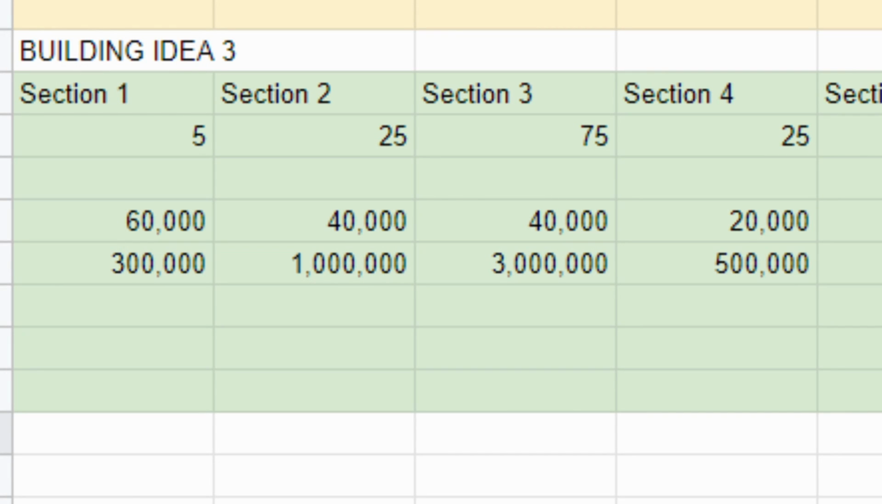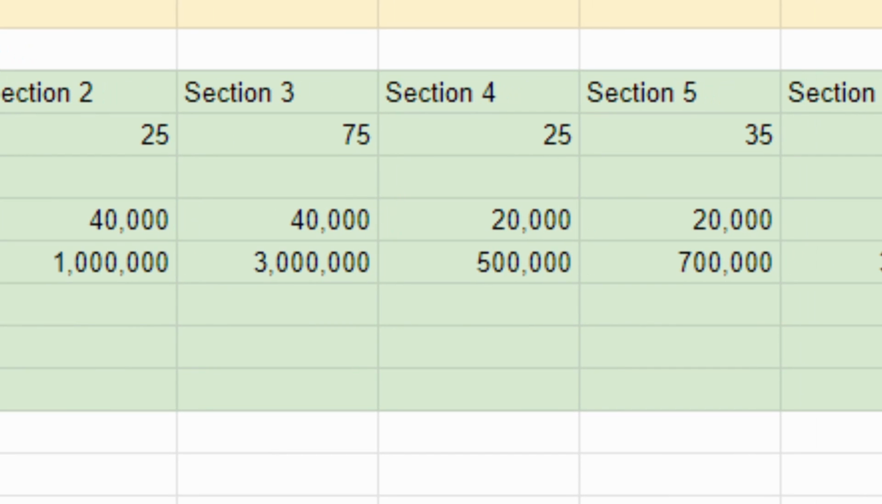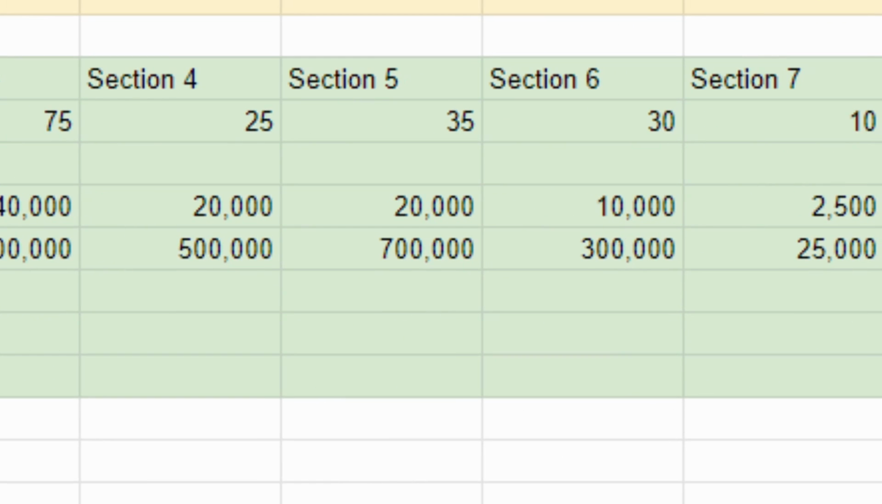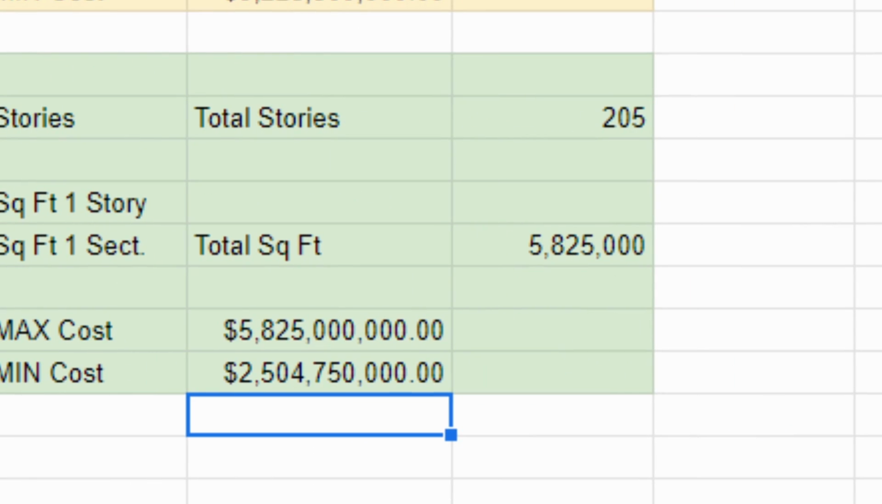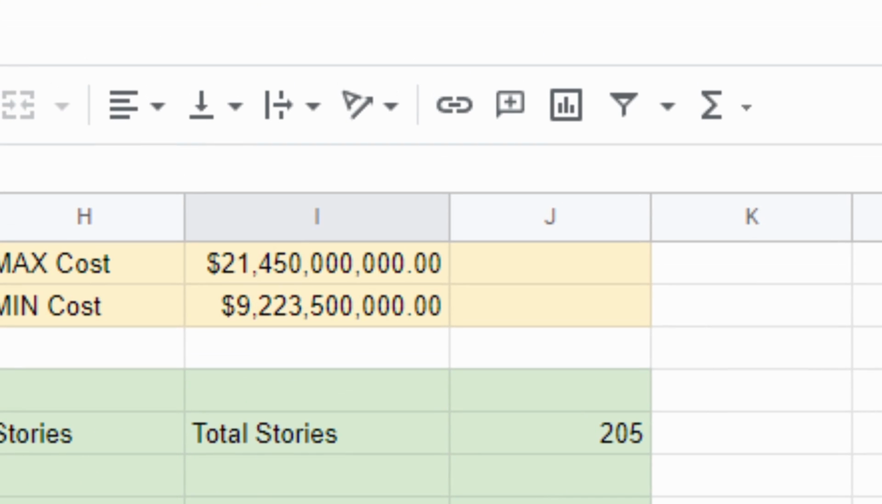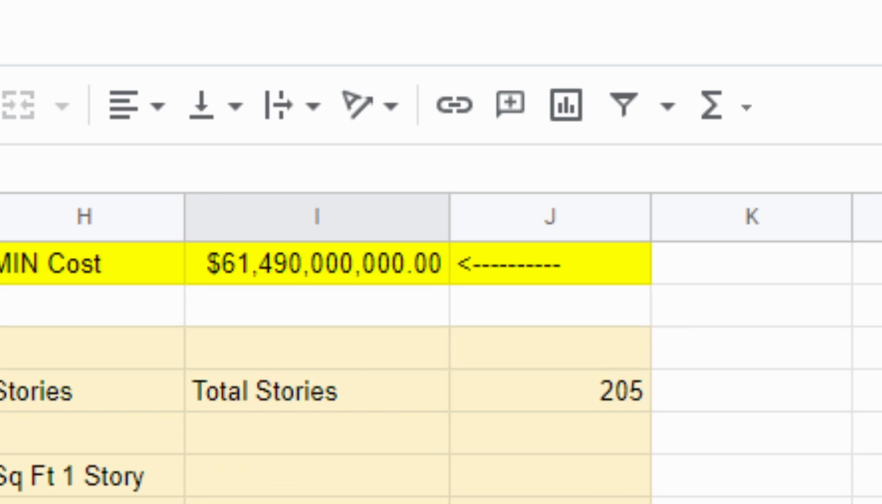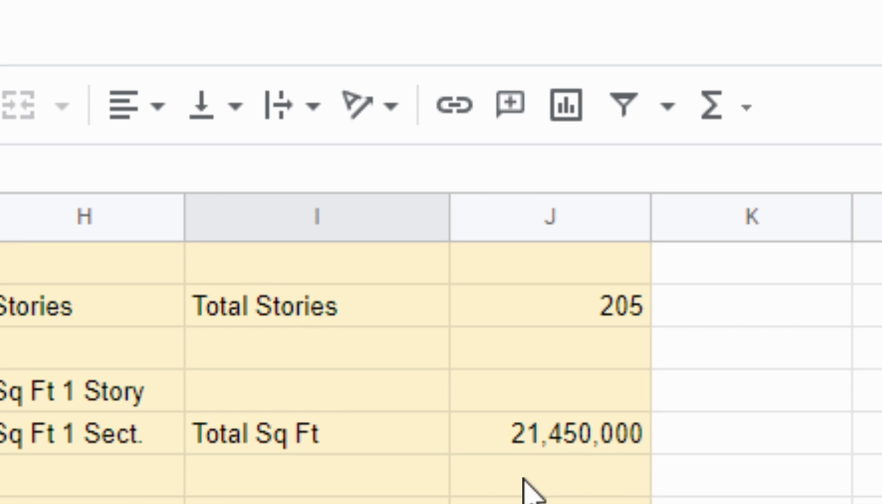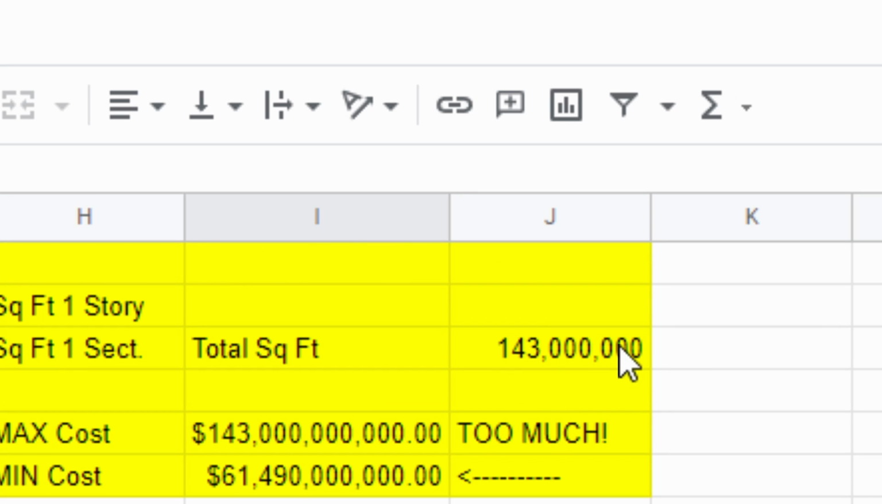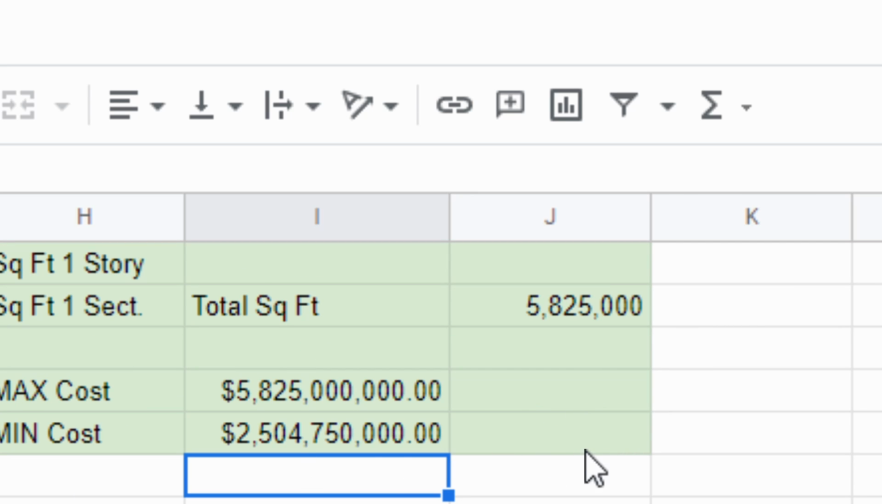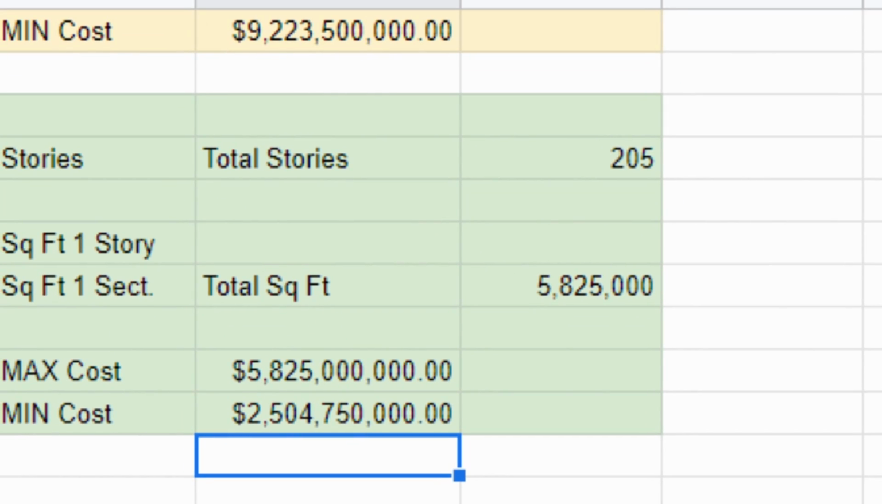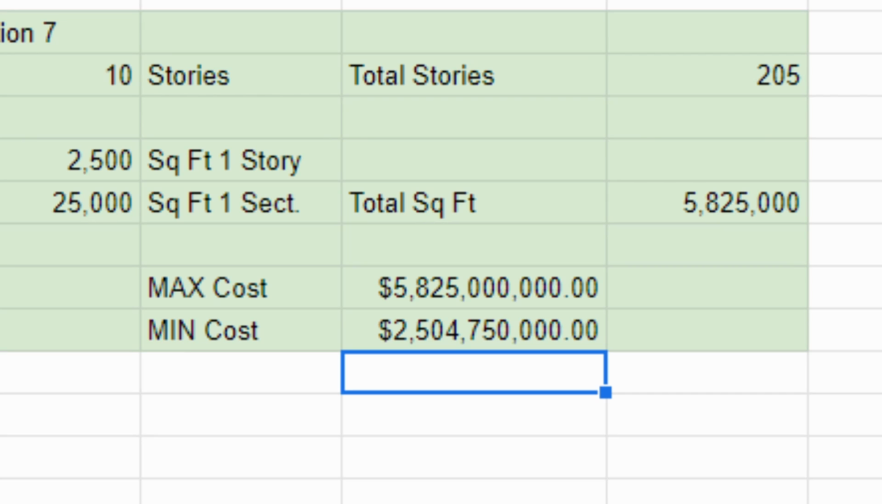Alright, so for building idea 3, once again, these are all the different square footages. So, the total square feet of this is 5.825 million. So that is once again a significant decrease from the 21 million from the second building and 143 million from the first building. So yeah, it's a pretty big decrease. And so the minimum cost is 2.5 billion, and the maximum cost is just around 6 billion. So I think we're in a good spot to just start 3D modeling.